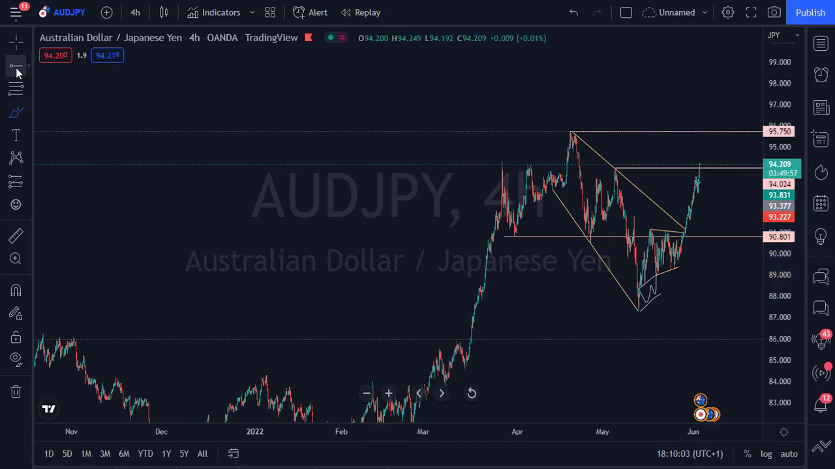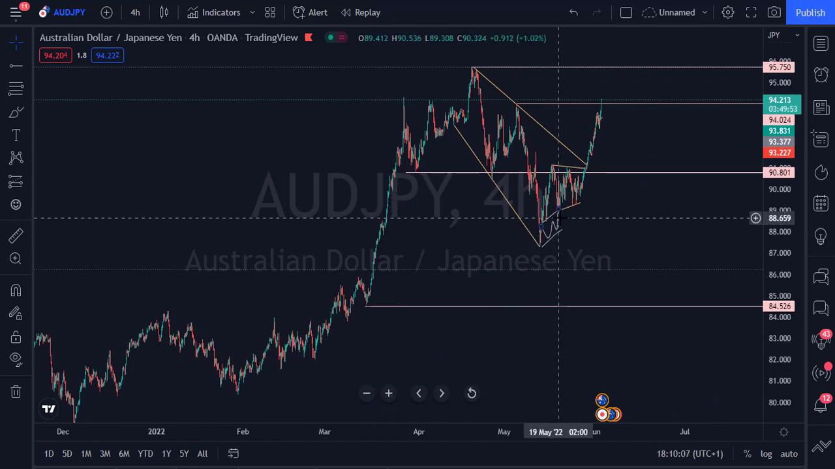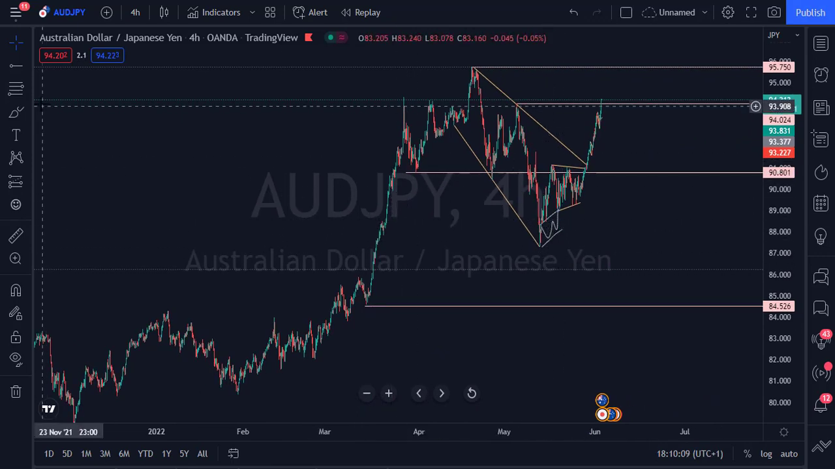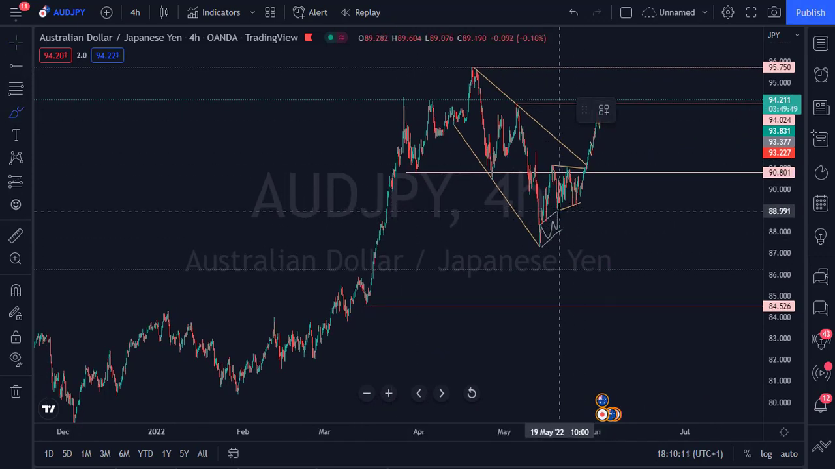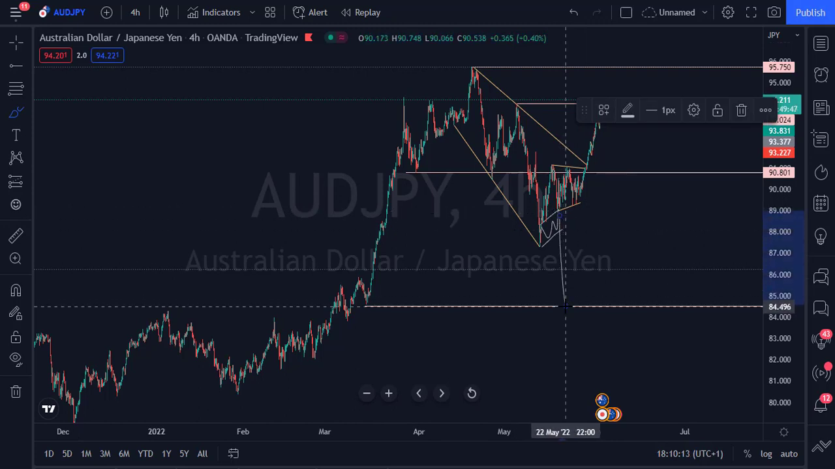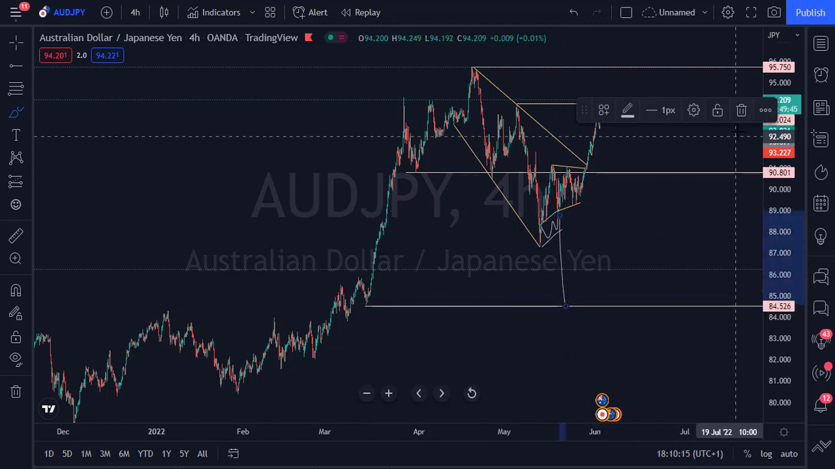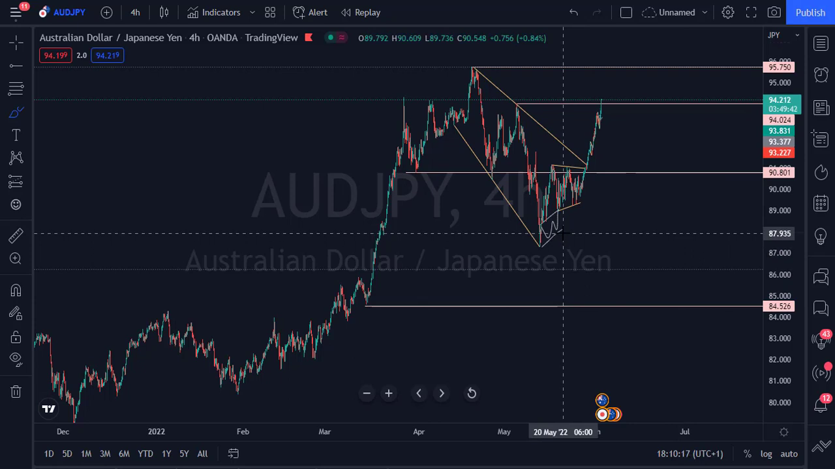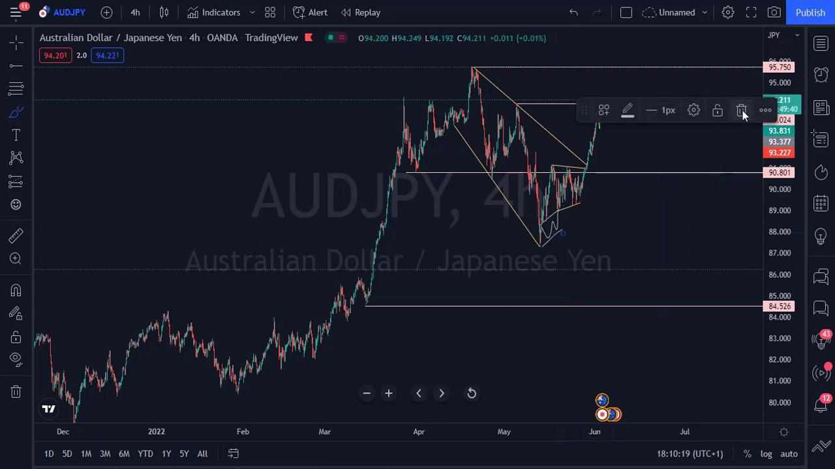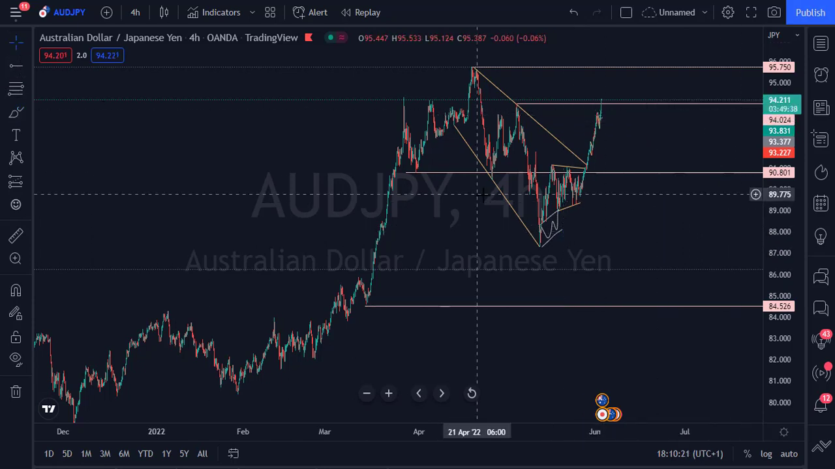The next point of value for me would have been this point down there. So if I had seen this correction, I would have taken a sell down to this point. That would have been my bias, but that didn't happen. The market didn't give me a reason to look for a sell.